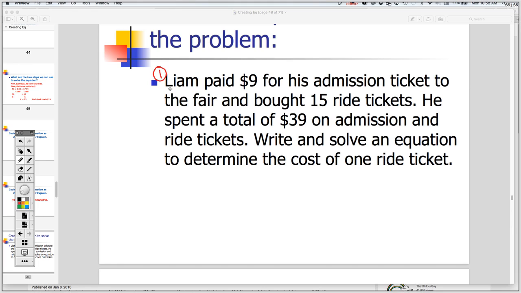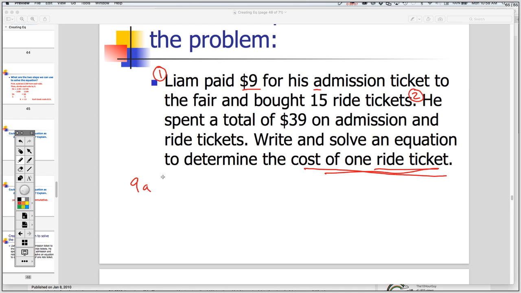So if he paid $9 for his admission ticket, we're trying to find the cost of one ride ticket. Looking at the third sentence, it clues us into what variables we need to make. So we're going to say $9 for admission ticket, right? So we're going to say 9A. What do you think we're going to say for the next part? 15R. And what should be in between them? Plus.